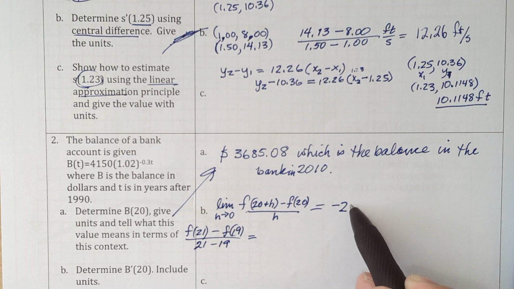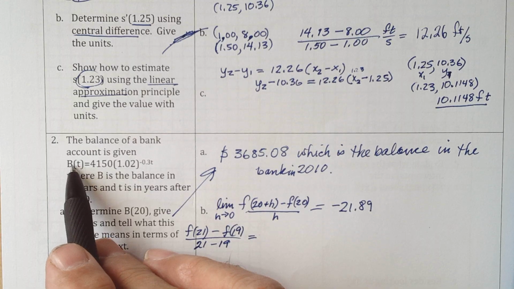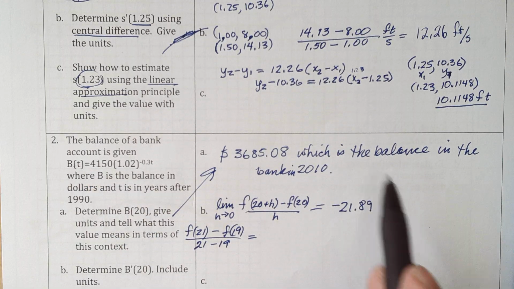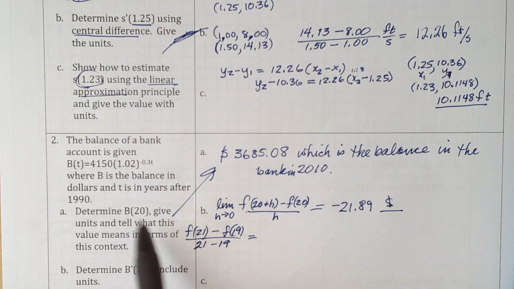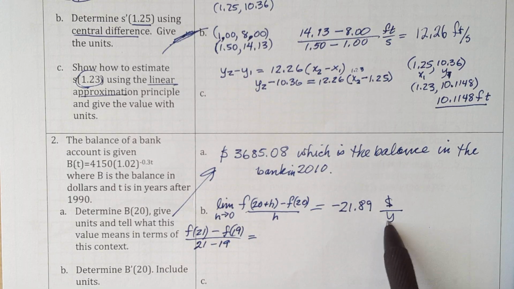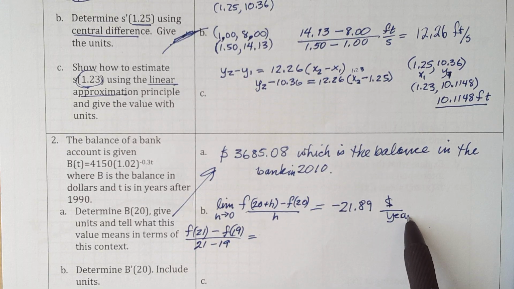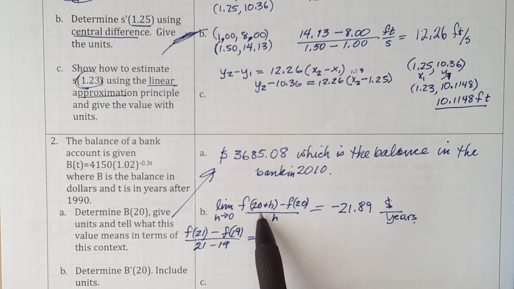negative 21.89. And the slope will be the change in y, which is the dollars in the bank, divided by the change in x, which is the time in years. So that's the slope using this one.